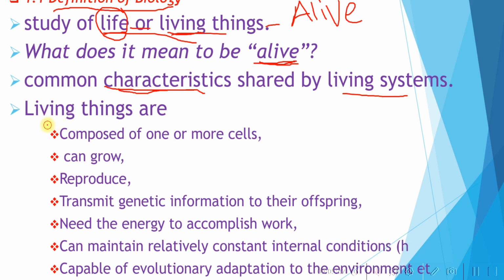Living things are composed of one or more cells. When you search for living things, yes, biology is the study of living things. We say that they are composed of one or more cells, and also they can grow. They are composed of one or more cells. If they are composed of one cell, they are known as unicellular organisms.